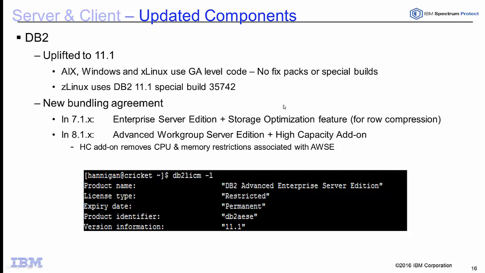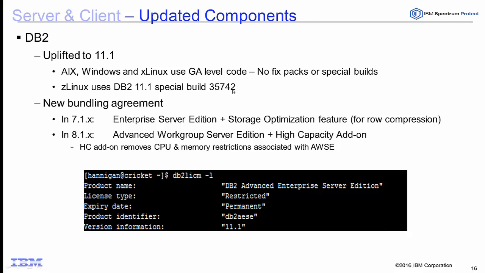For the Spectrum Protect DB2 that we use underneath the covers, we have updated that to version 11.1. You don't need any fix packs or special builds for AIX, Windows, or X Linux. For Z Linux, we do use DB2 11.1 with a special build of 35742.